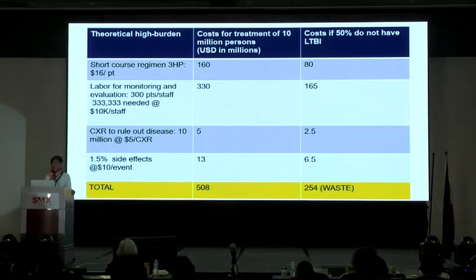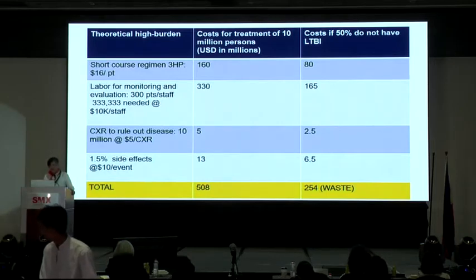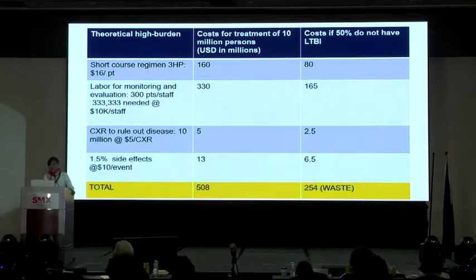But if you were to halve that cost because you have a more accurate test, then it'll cost you $80 million. Also, the labor: if it costs $10,000 per staff, and you have 300 patients per staff, which seems like a lot, but maybe not. This is the rough estimate that I've heard and that we've used in our own program. It would cost you quite a lot to monitor and administer that treatment.